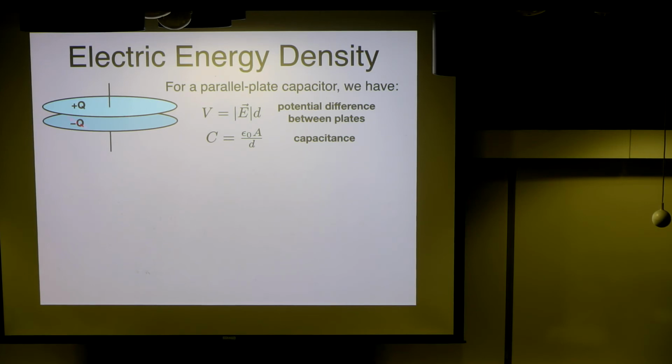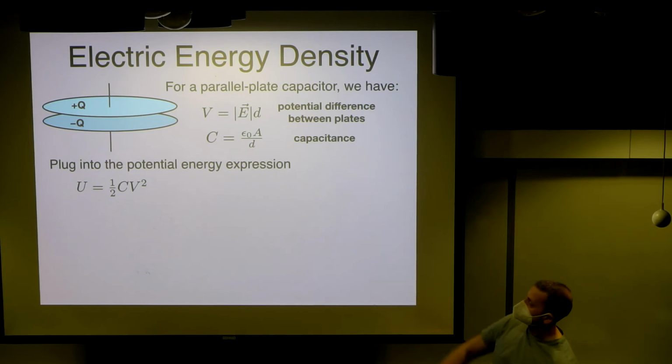So we have a parallel plate capacitor where one plate is charged to positive Q, the other is negative Q. And we already worked out that the potential difference across the plates is just the magnitude of the E field times D. And again, here, I'm just using an absolute value. Don't worry about the sign, okay? We also saw that the capacitance is epsilon naught times A divided by D. So these are things we worked out in previous derivations, okay?